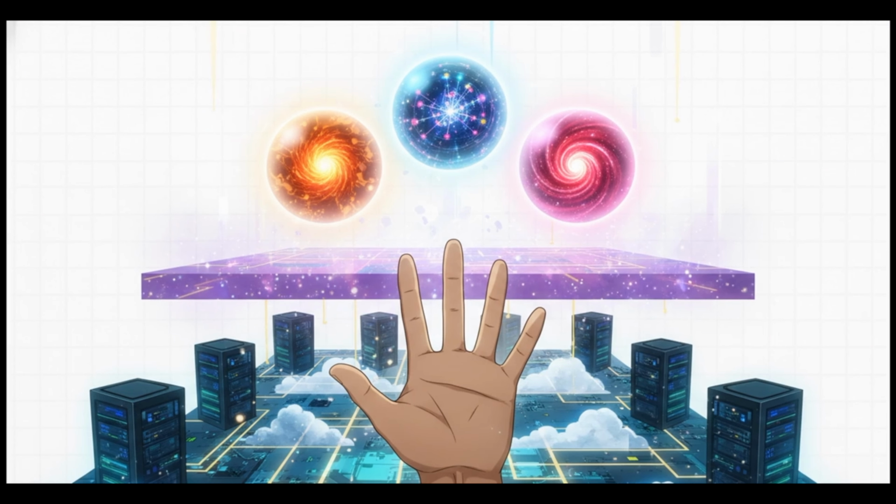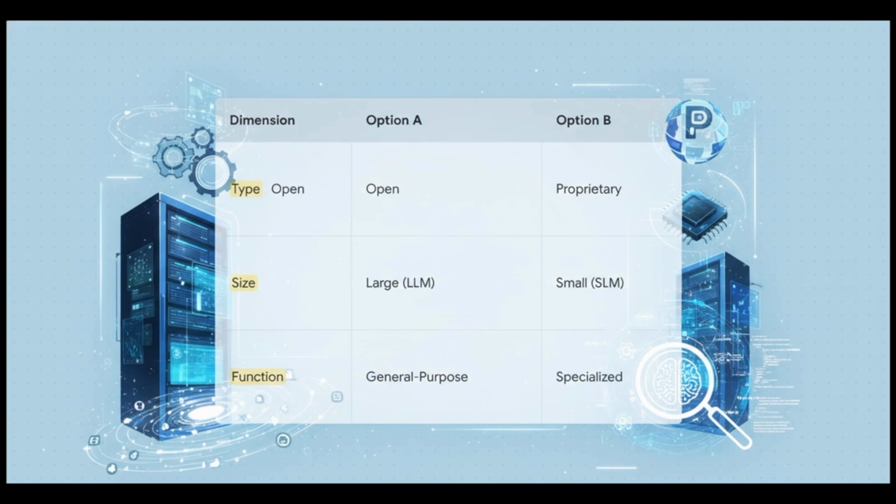Okay, so we've figured out where our AI is going to run. Now we get to move up one layer to the really fun part, choosing the model itself. Now, just look at the choices here. Every single row is a critical decision. For type, are you going to go with an open source model that you can tweak yourself, or a proprietary one from a big company like OpenAI?